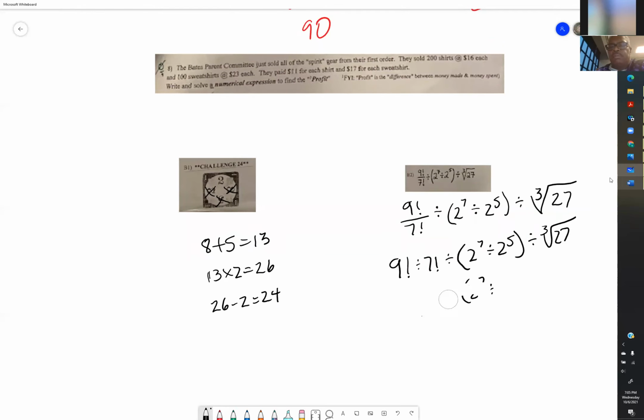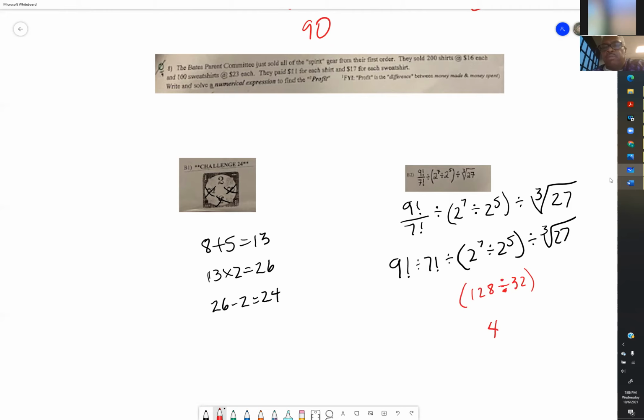I'm sorry. Let me erase that. I made a mistake. I went ahead of myself. You do the parentheses first. In the parentheses, you have 2 to the 7th power, which is 128, and you have 2 to the 5th power, which is 32. All right, I know I went through that fast. Sorry. So we got 128 divided by 32, we'll do the exponents first, then we'll do division. And that should be 4.